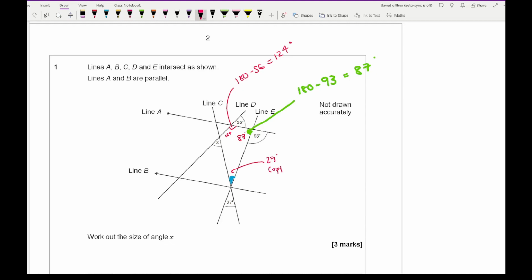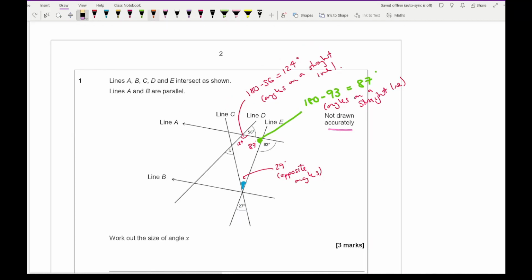Again, if you want to write the reasons: opposite angles, angles on a straight line, again angles on a straight line.